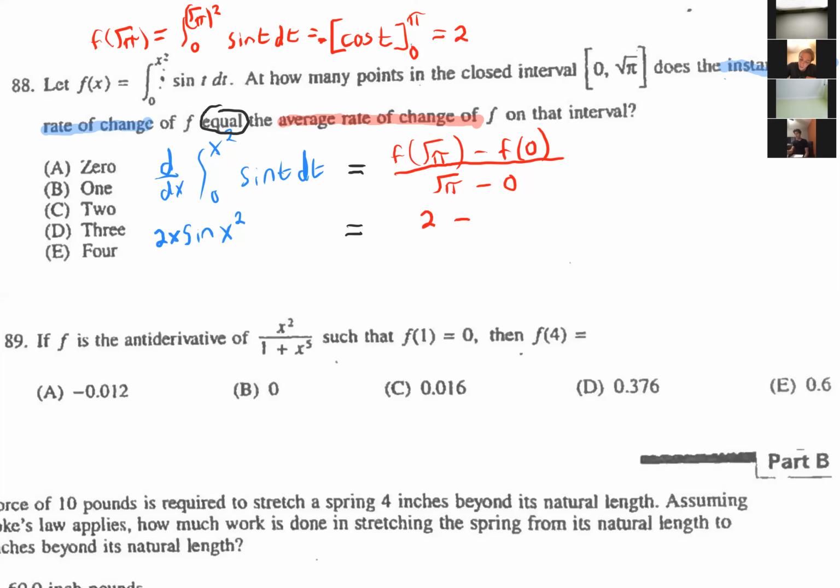If you want to find f of 0, I'll put a comma here. It's going to be f of 0. This one's easy because you're taking the integral from 0 to 0 squared, which is 0 to 0.